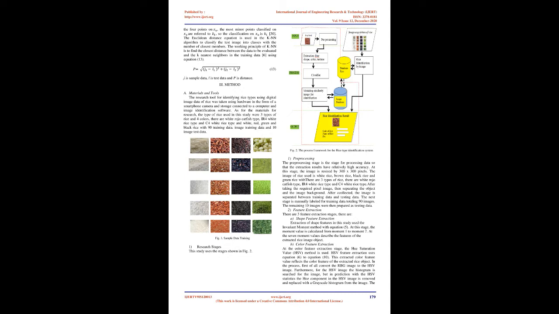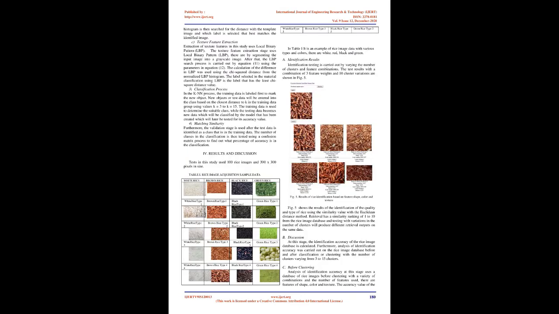3. Method. A. Materials and tools. The research tool for identifying rice types using digital image data of rice was taken using hardware in the form of a smartphone camera and storage connected to a computer, and image identification software. As for the materials for research, the types of rice used in the study were 3 types of rice and 4 colors. There are white Rojolele type, IR64 white rice type and C4 white rice type, and white, red, green, and black rice, with 90 training image data and 10 image test data.